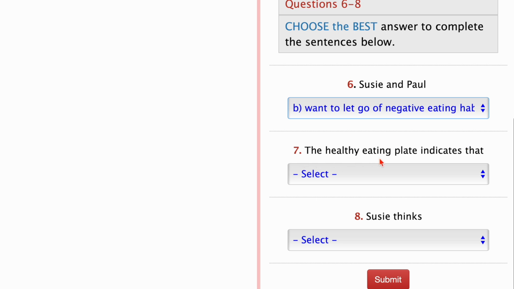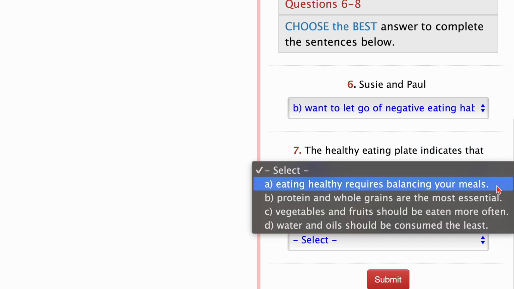Seven. The healthy eating plate indicates or shows that eating healthy requires balancing your meals. Protein and whole grains are the most essential. Vegetables and fruits should be eaten more often. Water and oils should be consumed the least. So, what do you think?